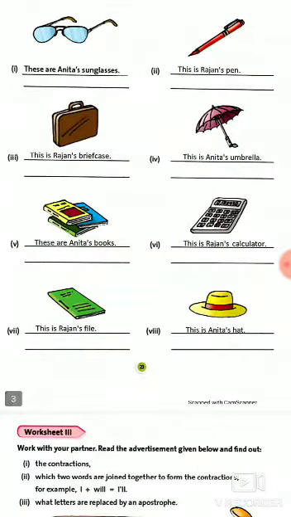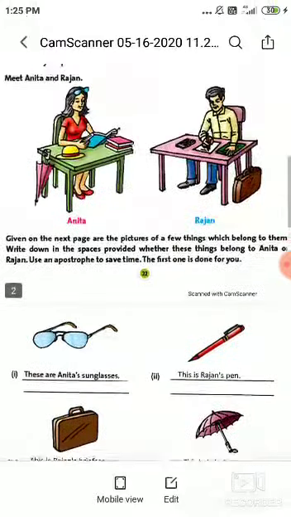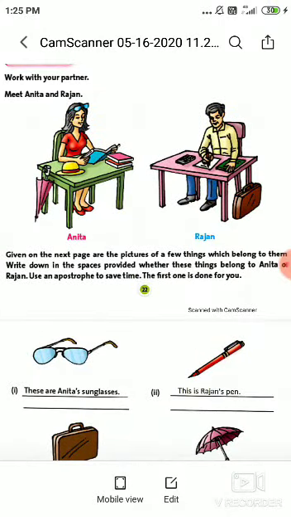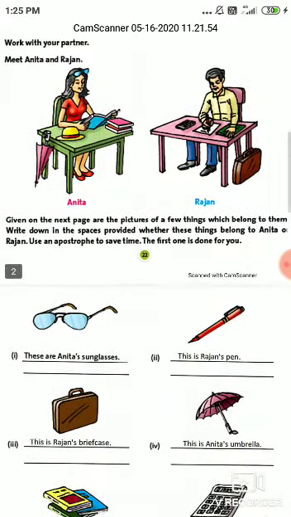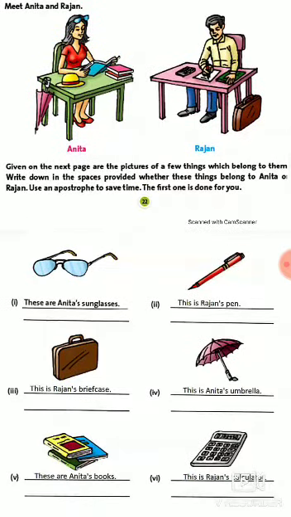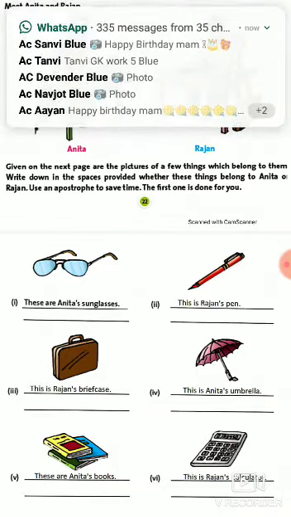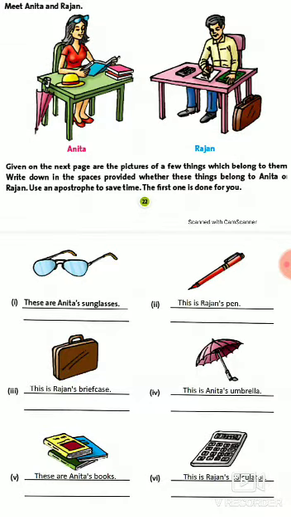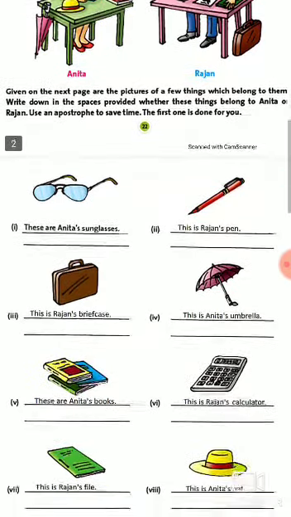First picture is of sunglasses. Whose sunglasses are these? These are Anita's sunglasses. You can see in the picture, on Anita's forehead, the sunglasses. Next picture is of a pen. Whose pen is this? Rajan's pen. We can see Rajan is holding the pen in his hand.